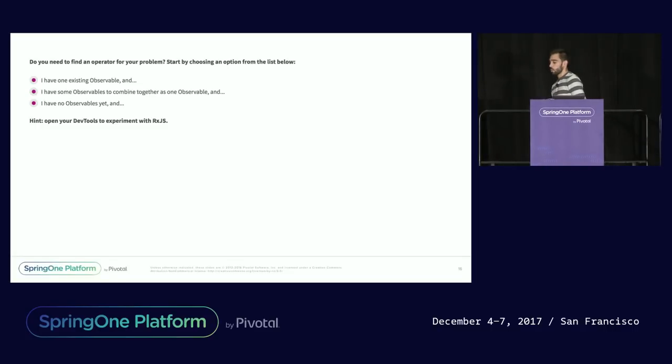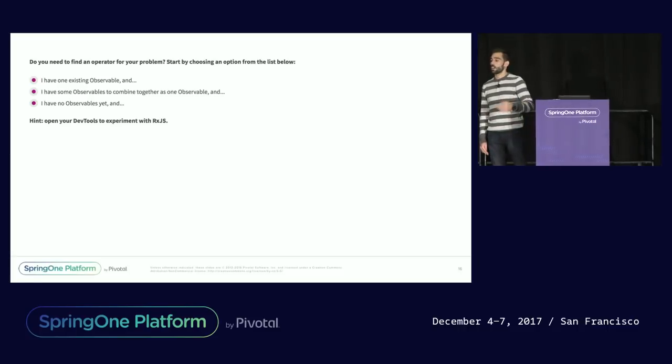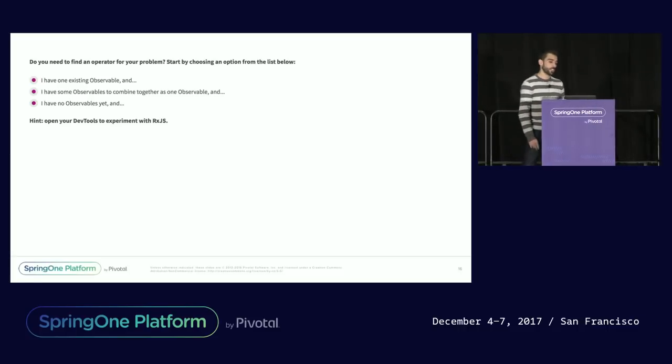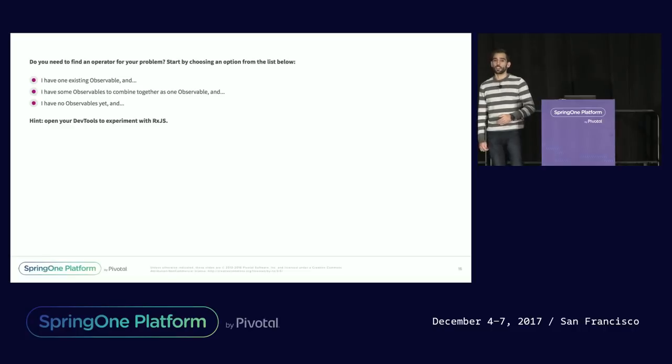Right? So when you have a requirement and you don't know which operator to use, you can go to the RxJS website, and if you scroll down, you can answer some questions, and it will tell you which operator you need. Right? So do you have an observable? Yes. Well, do you want to transform the data? Yes. Right? So actually, you answer some questions, and then it will tell you which one you need.